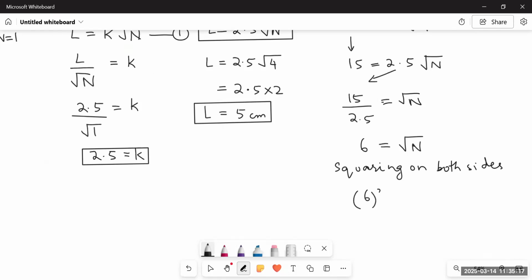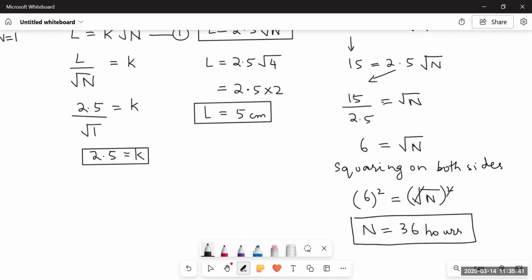The square of 6 is equal to the square of the square root of N. Squaring will cancel the square root, and we are left with N equals the square of 6, which is 36 hours. It means after 36 hours of its birth, it will be 15 centimeters. 36 hours means after 1.5 days because there are 24 hours in a day.